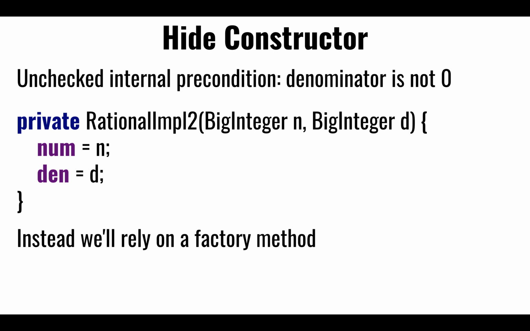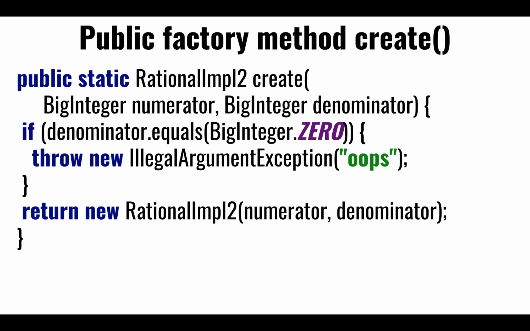maybe at the beginning of the course. We're going to rely on factory methods, where we rip out the logic from here and just put it in a public function. In this case, we're going to call it create. Notice that it has the same signature as our constructor, except for the name. It's called create. We pass in the two big integers, and we do the check.